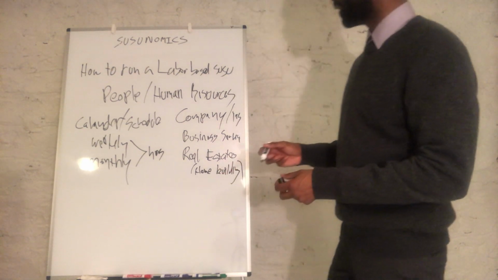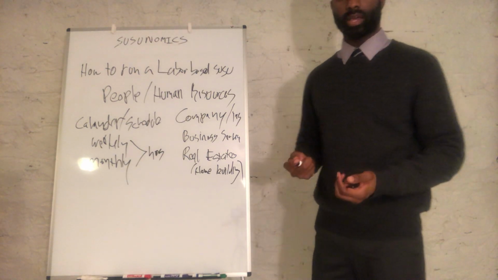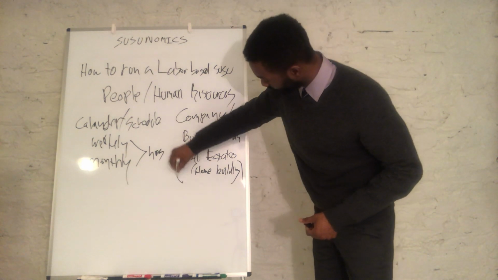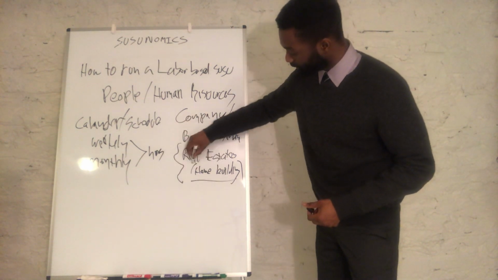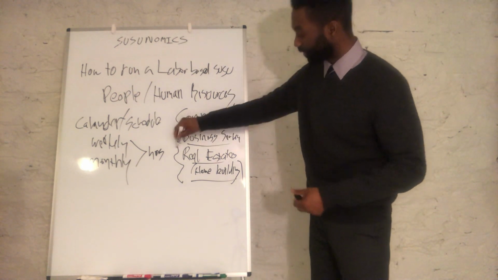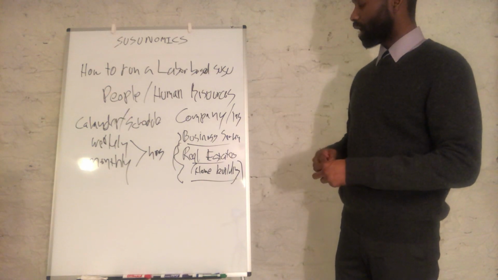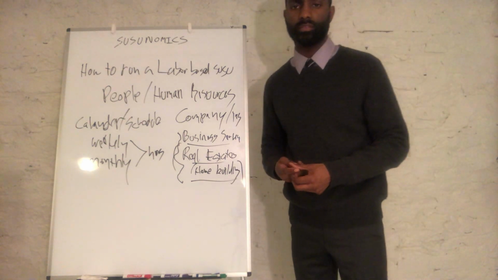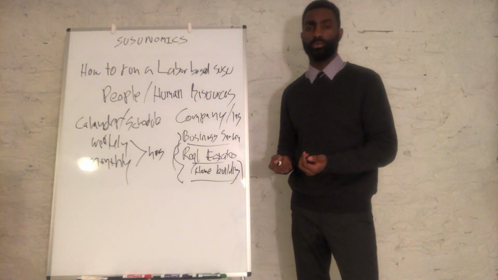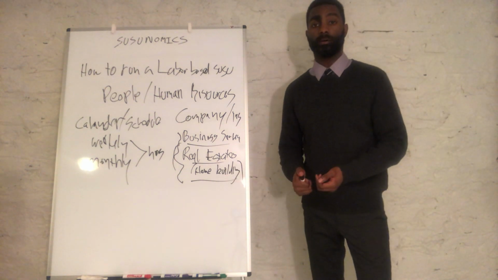And hopefully you're getting the gist of where I'm going with this. I just want to give an example based on these two right here: real estate and business services. So you've got business services and real estate, and how would you use a labor-based Susu for those two concepts? I would just go with real estate home building for now.